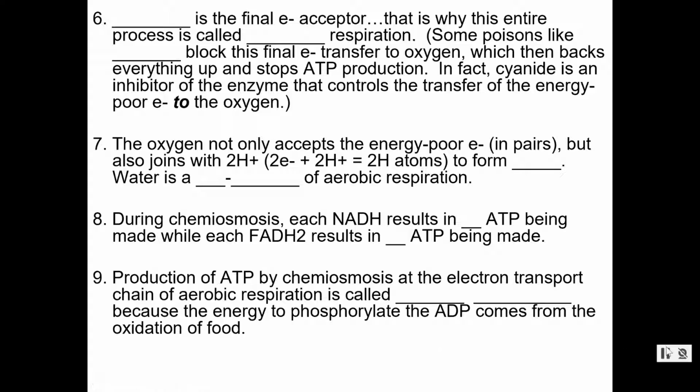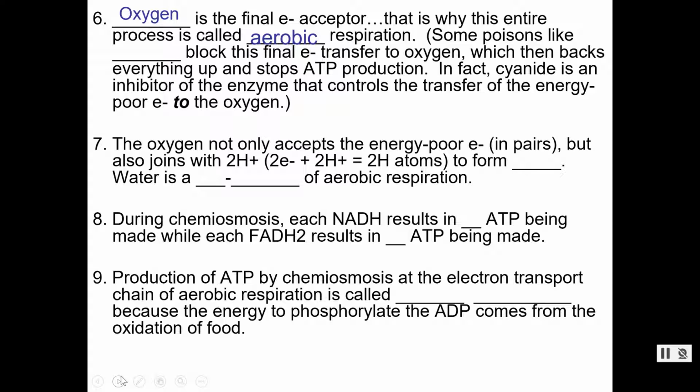How'd you do? So what's the final electron acceptor? Oxygen. That's why this whole process is called aerobic respiration. That's where it comes in. Now, remember I said if you can't make ATP, you die?